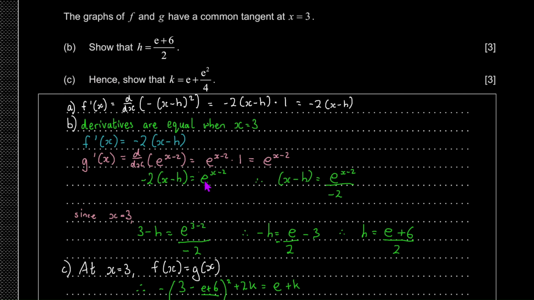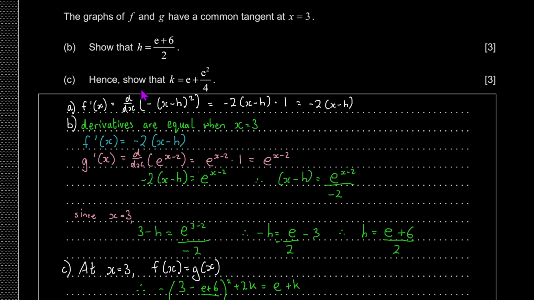And since we have a value for x, which is 3, as we have been stated over here, we can use this value to get 3 minus h equals e power (3 minus 2) over minus 2, as we had x over here and x over here. That's why minus h becomes minus e over 2 minus 3, and if you multiply everything by the negative sign, you get h equals (e plus 6) over 2, which is the case that you had to show.